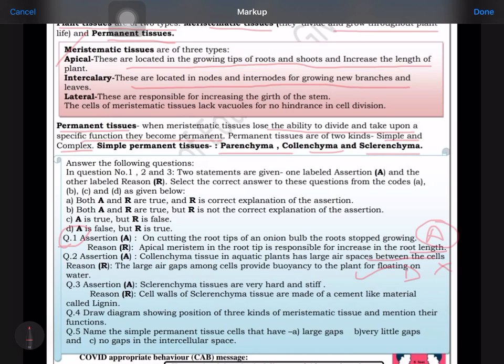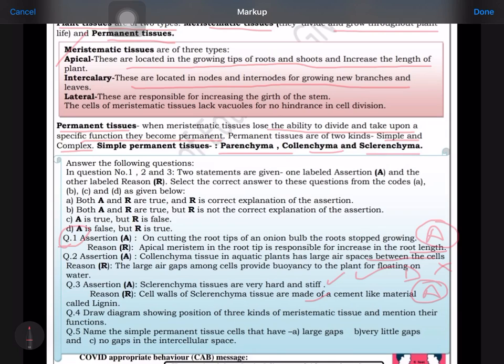Sclerenchyma tissue is very hard and stiff. This is correct. And the cells of sclerenchyma tissue are made up of a cement-like material called lignin. So both these statements are correct. A and R are true, and sclerenchyma tissue is hard because of the presence of this lignin. So you can write A option.